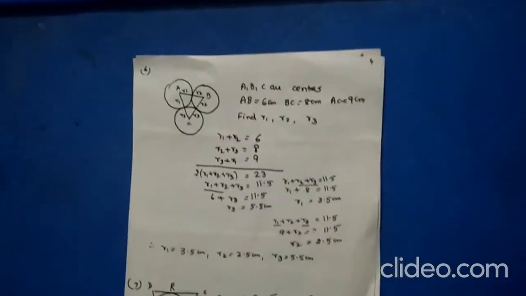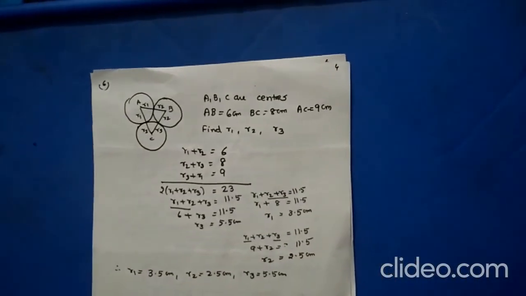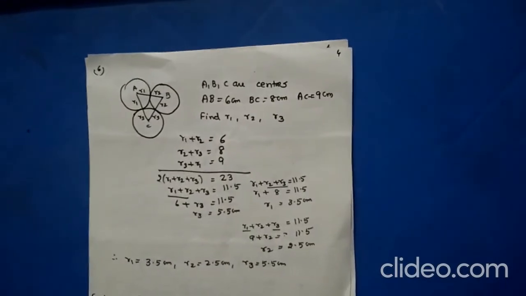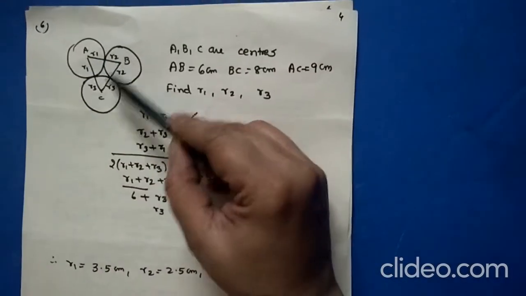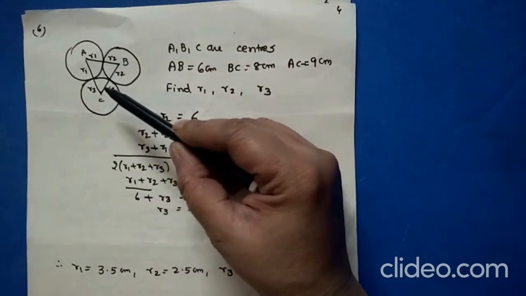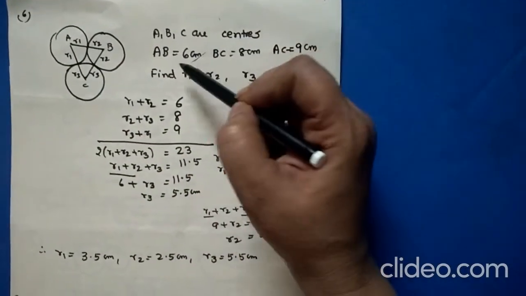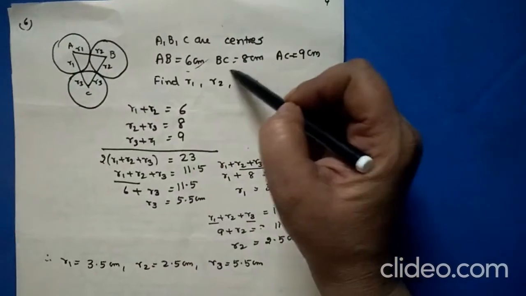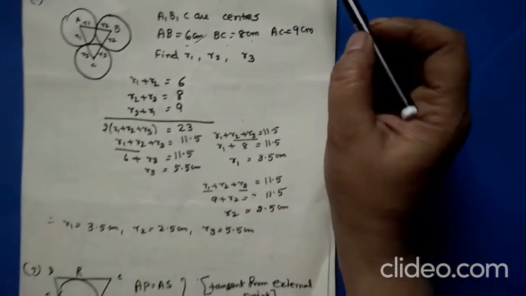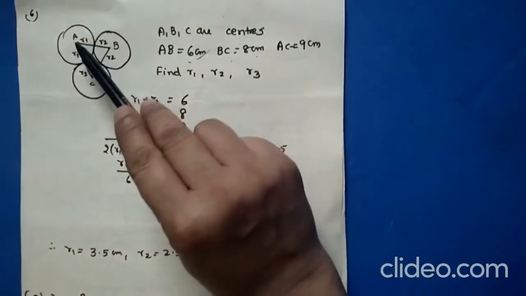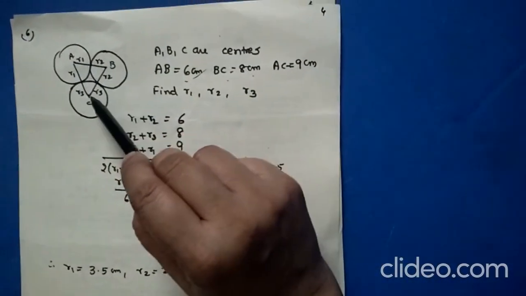Coming to the question number 6. This is a very, very important question, students. Now, the three circles are touching externally. All the 3 circles touch each other. Now, the centers are A, B, C. We don't know the radii, but the given AB is 6 centimeter, BC is 8 centimeter and AC is 9 centimeter. You have to calculate the radius of the first, second and third circles.